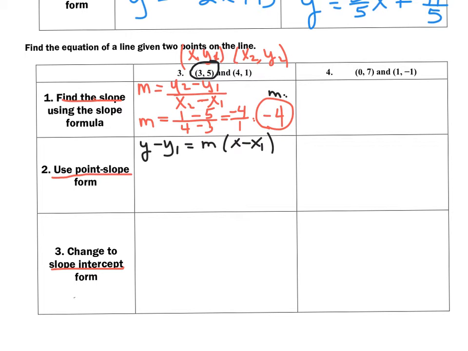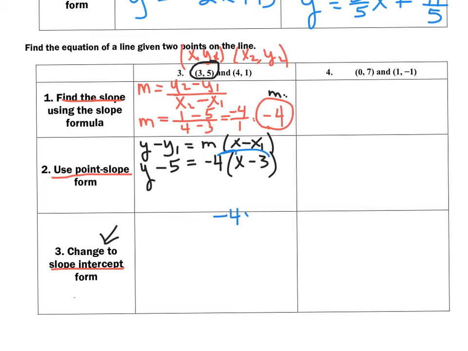I just plug those in. Y minus 5 equals negative 4 times x minus 3. So this is my point-slope form. We're done. I could have used the other point as well, and the equation would look different, but when I go to change it into slope-intercept form, they would end up being the same. So let's start off by distributing.